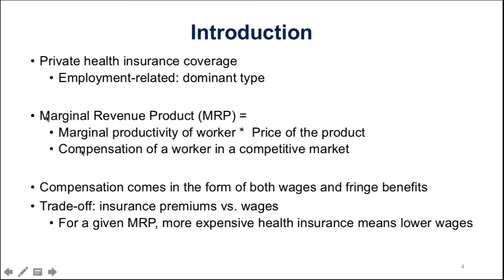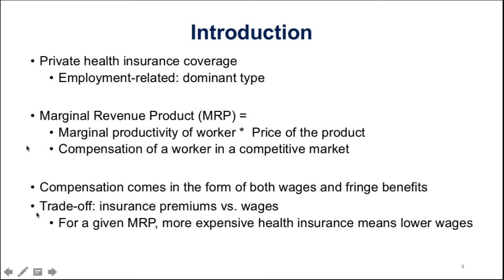So for example, if you produce, say, $100,000 of value for your employer, then the compensation of workers in a competitive market is based on the total value of the product you produce, and the compensation comes in the form of both wages and fringe benefits. If you produce $100,000, the employer decides how much to pay in terms of wages and how much in terms of insurance premium.